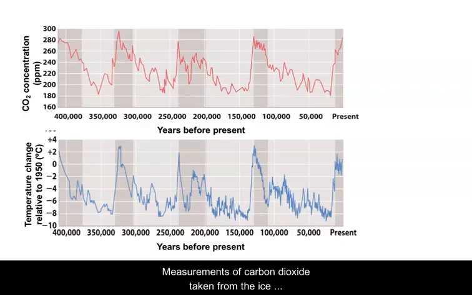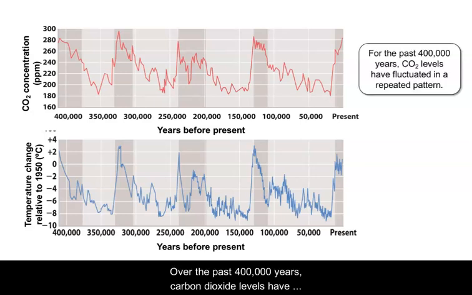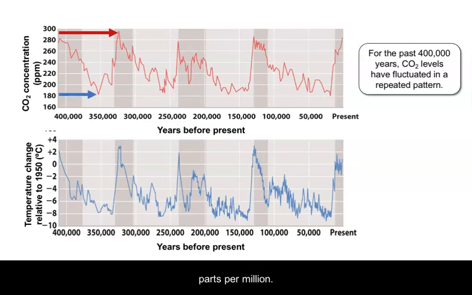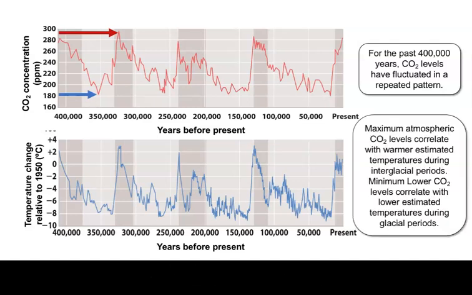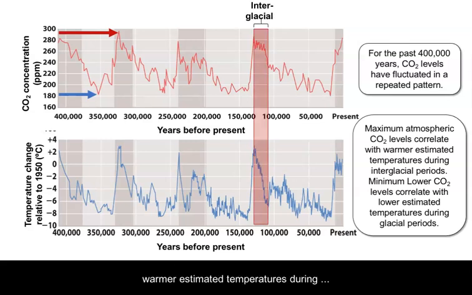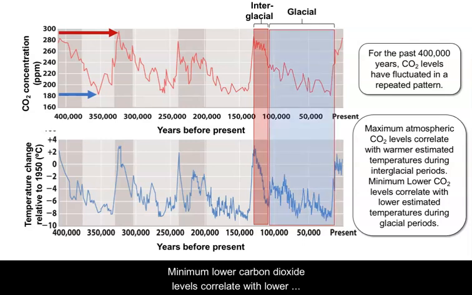Measurements of carbon dioxide taken from the ice cores demonstrate that Earth's atmosphere has gone through fluctuations. Over the past 400,000 years, carbon dioxide levels have fluctuated in a repeating pattern from about 180 to 285 parts per million. These long-term fluctuations are due to the movements of carbon from Earth's carbon reservoirs. Maximum atmospheric carbon dioxide levels correlate with warmer estimated temperatures during interglacial periods. Minimum, lower carbon dioxide levels correlate with lower estimated temperatures during glacial periods.